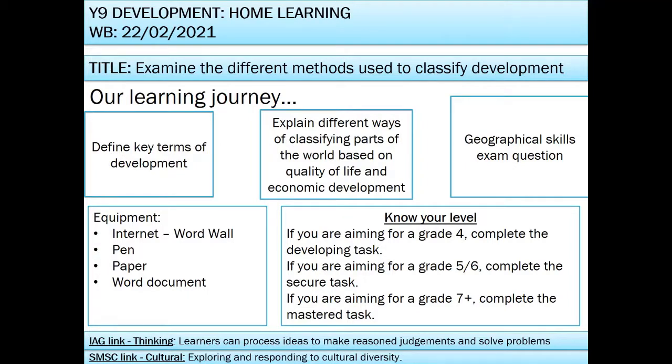Looking at development again, and this is our Lesson 2 of development. And today's lesson, we're going to examine the different methods used to classify development. So we're going to look at ways that we classify different countries in terms of their development.